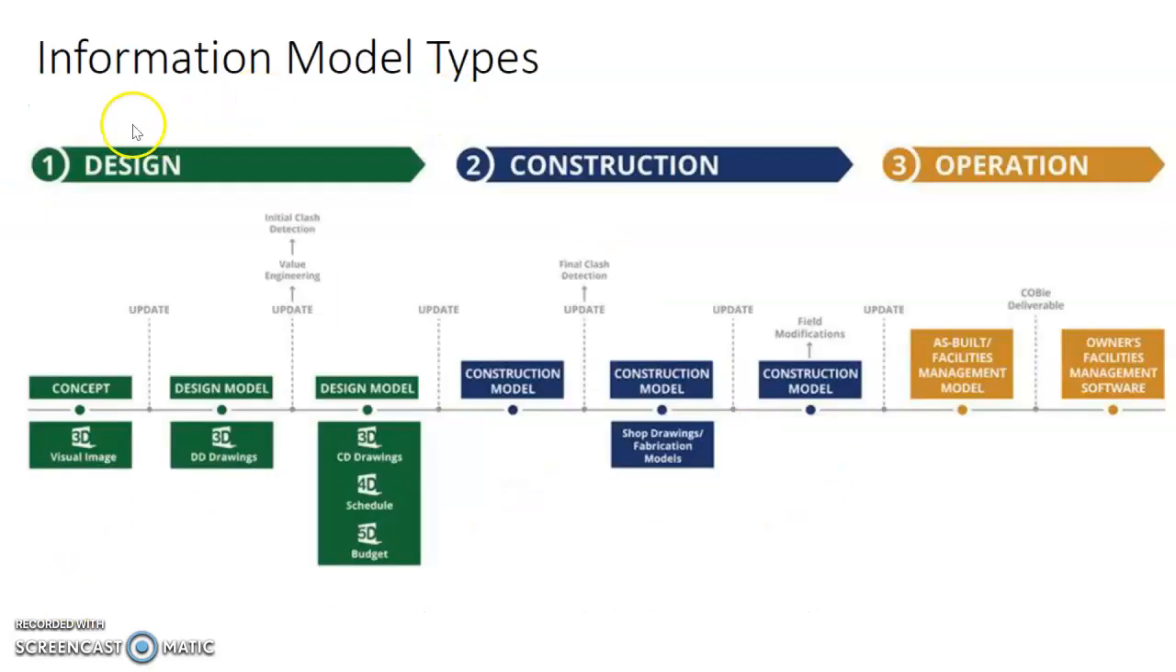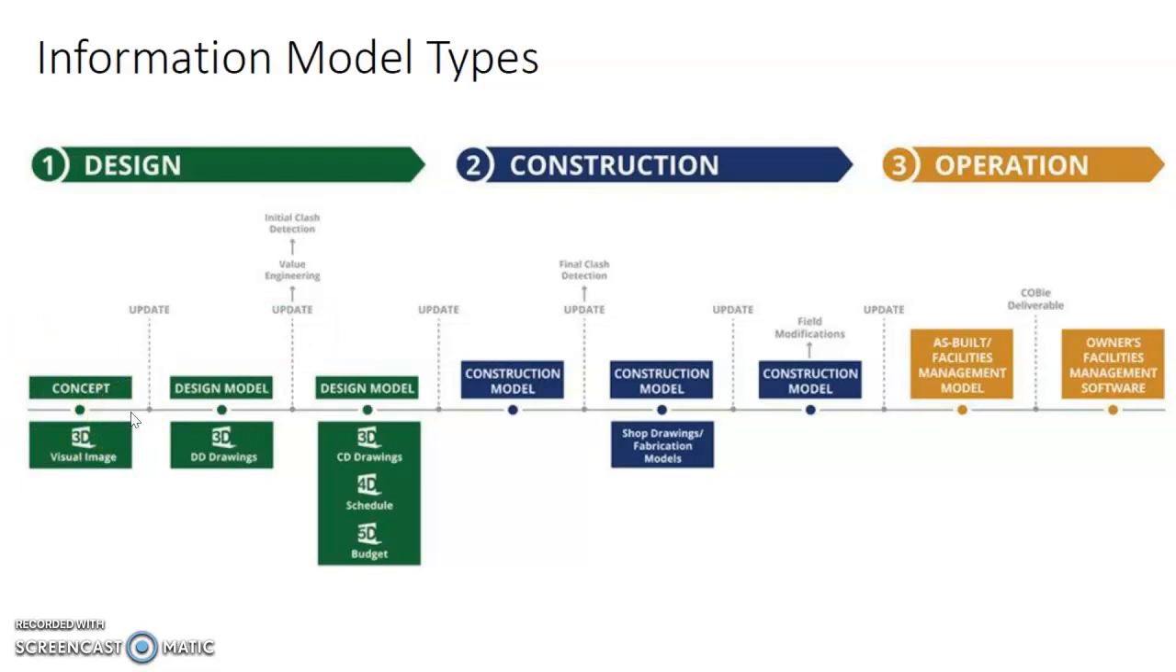If you divide the project life cycle into the design phase, the construction phase, followed by the operational phase, you can see that in the initial part of the design phase, during the conceptual stage, the model can be something very simplistic, typically consisting of a visual image, so that the stakeholders can have some idea of what it is that they want to build. And it will be regularly updated along the way.